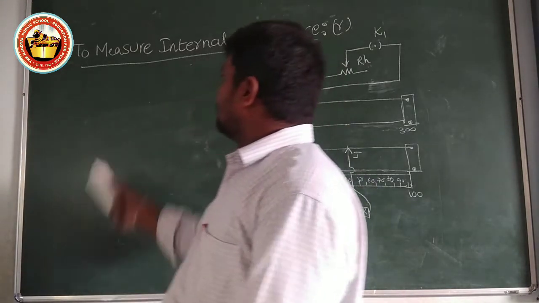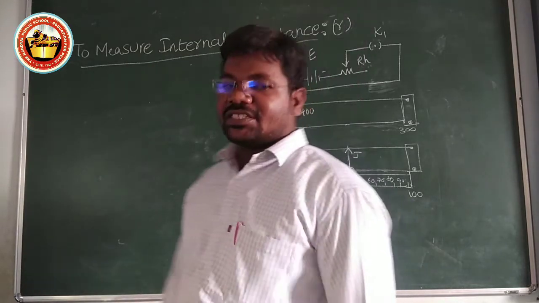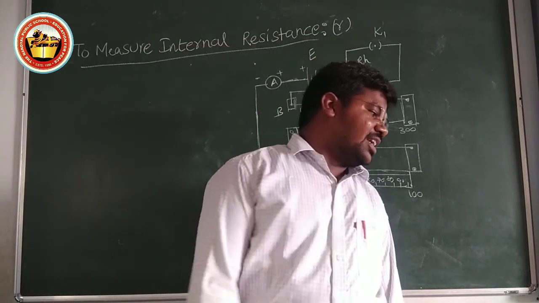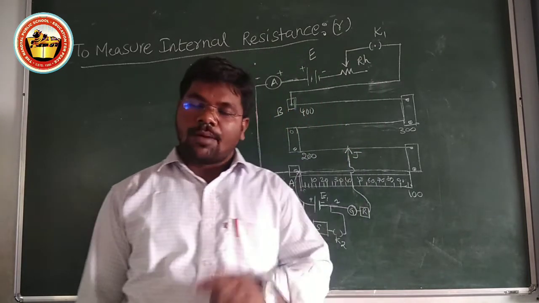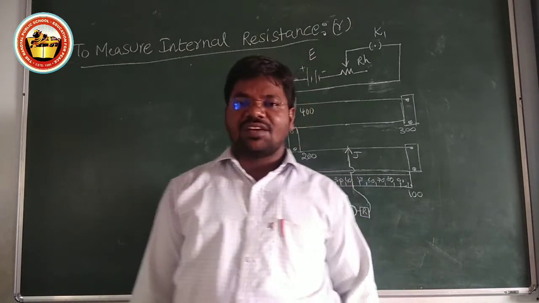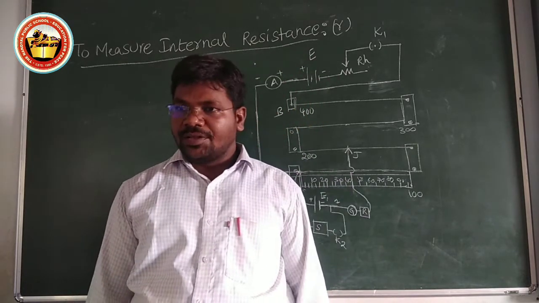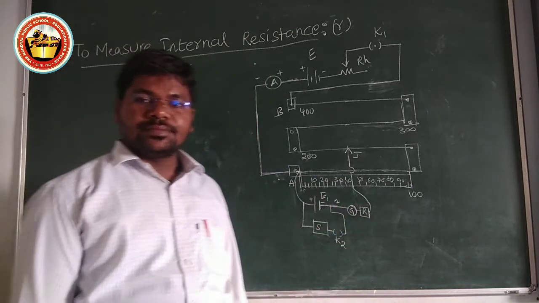Coming to the potentiometer's second application: to measure the internal resistance of the cell. So the first one is to compare EMF, and the second one is to measure the internal resistance of a cell. This is the circuit diagram.